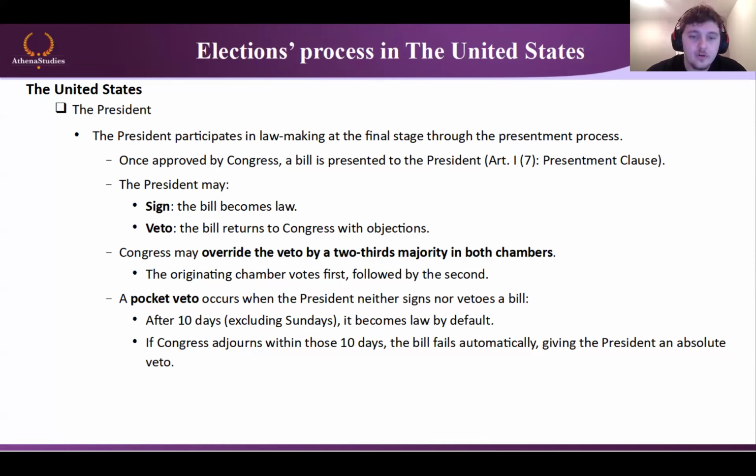A pocket veto occurs when the president neither signs nor vetoes. So after 10 days, excluding Sundays, fun fact, I wanted to include that here, it becomes law by default. If the Congress adjourns within those 10 days, then the bill automatically fails, and that gives the president an absolute veto.